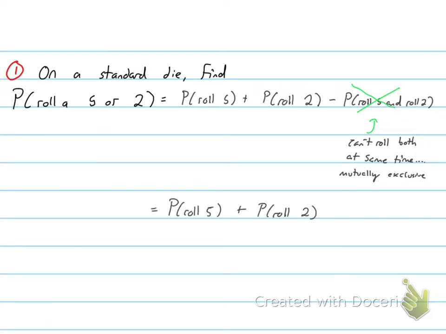All I'm really going to do is add the probability of rolling a 5 plus the probability of rolling a 2, which is 1 over 6 plus 1 over 6, which will be 2 over 6, which I could simplify to 1/3.